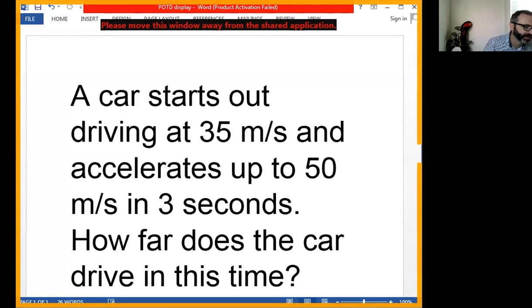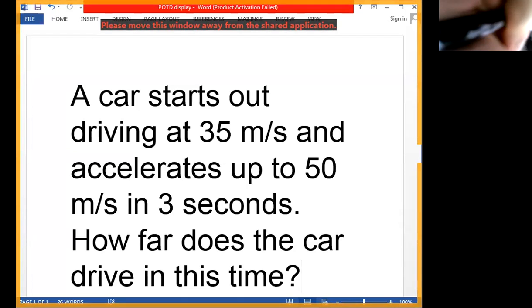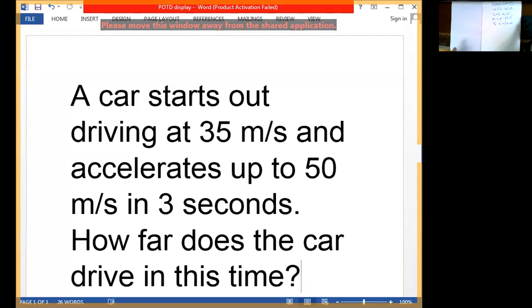Problem of the day today says a car starts out driving at 35 meters per second and accelerates up to 50 meters per second in 3 seconds. How far does the car drive in this time? All right, so as always, we will start with givens.